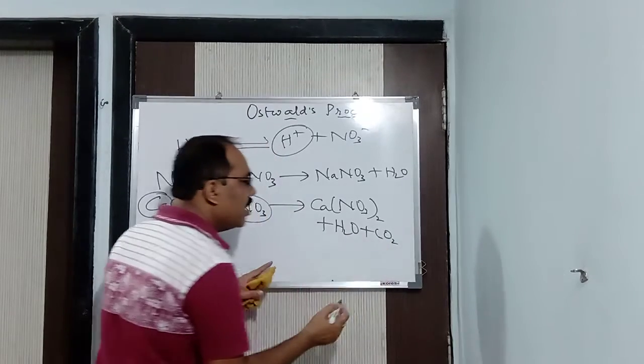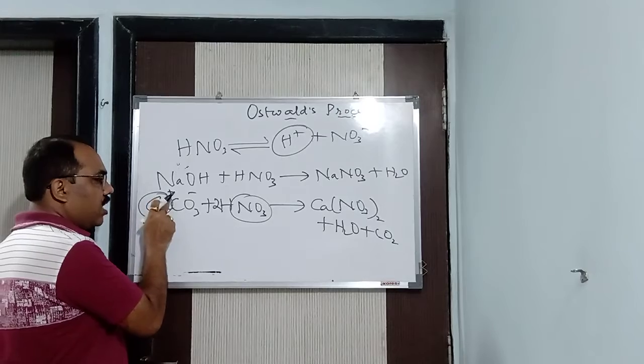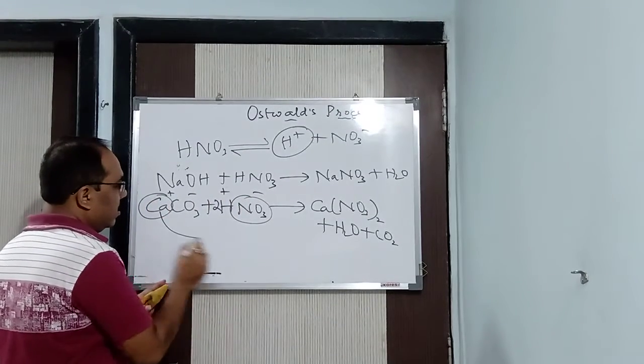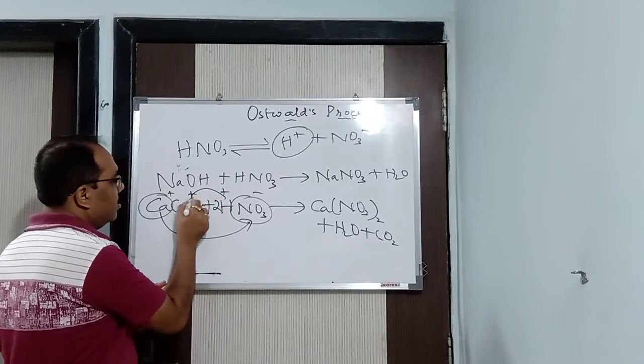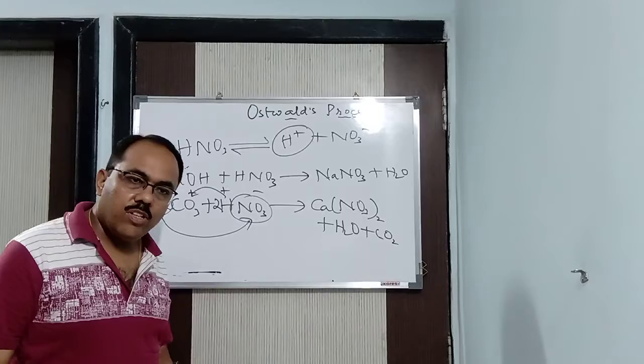So I said, all these are double decomposition reactions. See here, plus and minus. This is not a valency. I am writing the charge only to explain double decomposition. This plus goes with this minus, and this plus goes with this minus. That's it. It's a double decomposition reaction. Ions are interchanged. Got it?